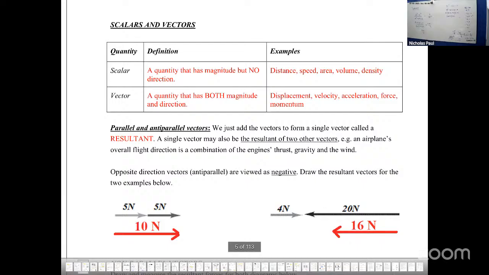Vector quantity has both magnitude and direction. For example, if I said apply a force, I have to tell you what direction to apply it in. It means that force is a vector quantity. A vector quantity is displacement, velocity, force, acceleration. Are you okay with that?